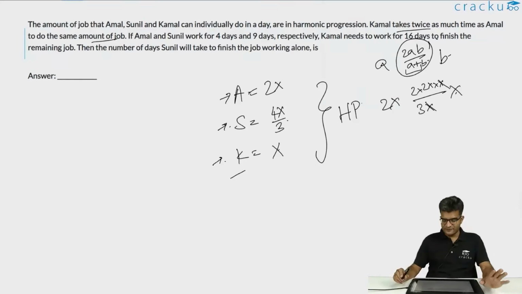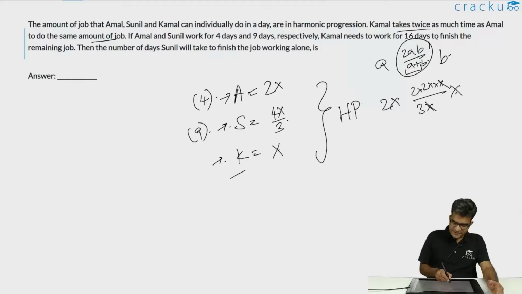What we are told is that if Amal works for 4 days, Sunil works for 9 days, then Kamal has to work for 16 days to finish the job. So the total work that needs to be done is equal to 4 into 2x, which is 8x, plus 9 into 4x by 3, which is equal to 12x, plus 16 into x, which is 16x. This is equal to 36x.